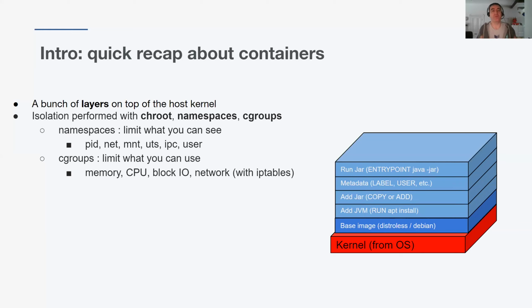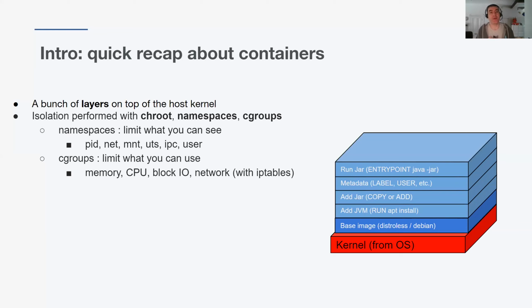So the most important, of course, are chroot, namespaces, and cgroups. Namespaces limit what you can see, such as the different processes, the network, the file system, the unique timestamp, and so on and so forth. And cgroups are also super important because they limit what your process can use in terms of memory.